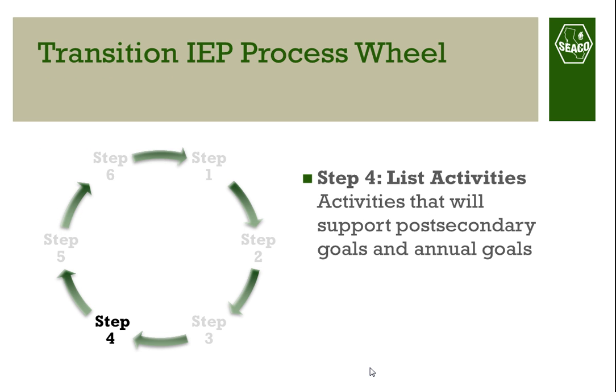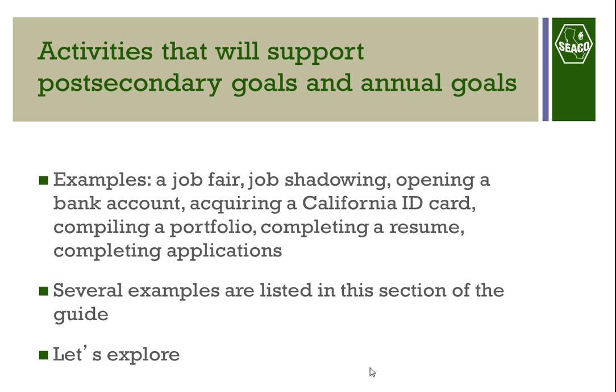The fourth step in the IEP process wheel would be activities. It is good to remember that activities should be a one-time event that support a student's post-secondary and annual goal. For example, attending a job fair, shadowing a job, opening a bank account, acquiring a California ID card, compiling a portfolio, completing a resume, or completing a job application. These are activities that would support a post-secondary goal and an annual goal.